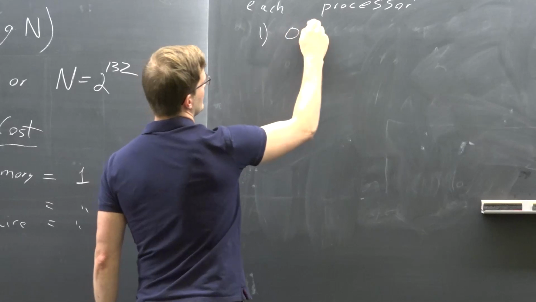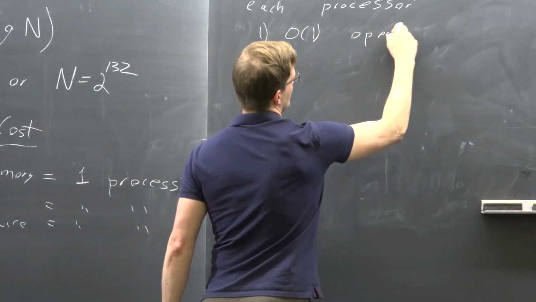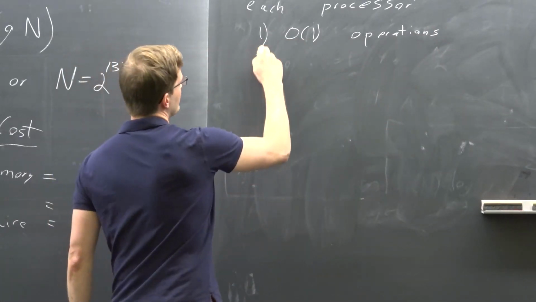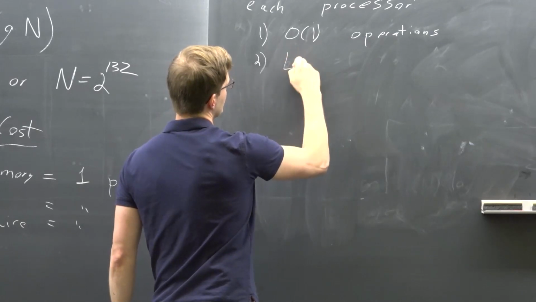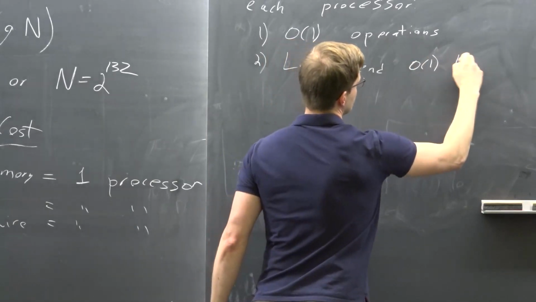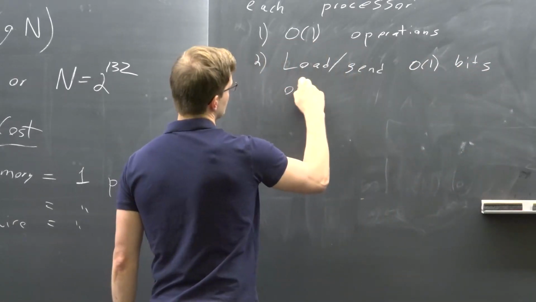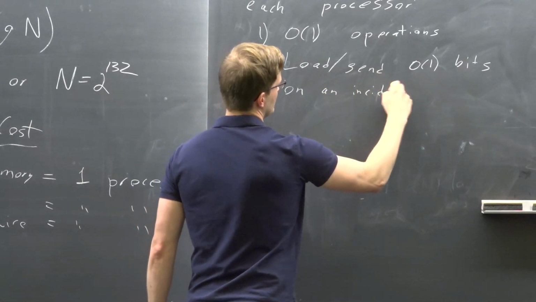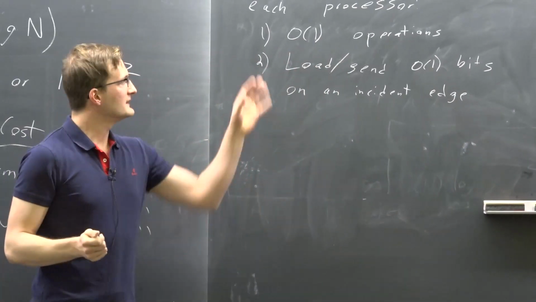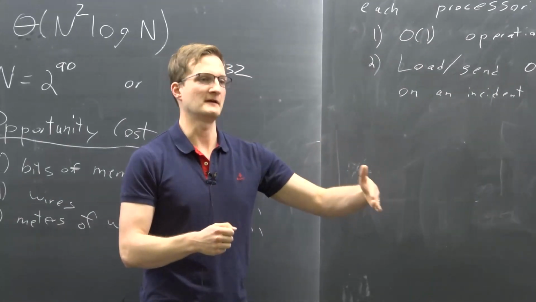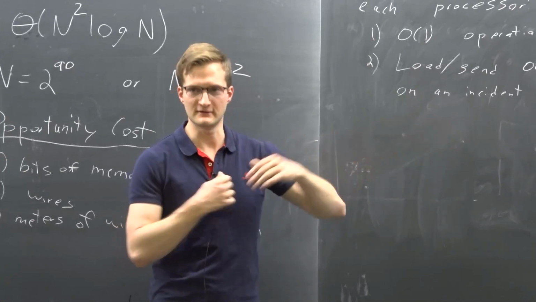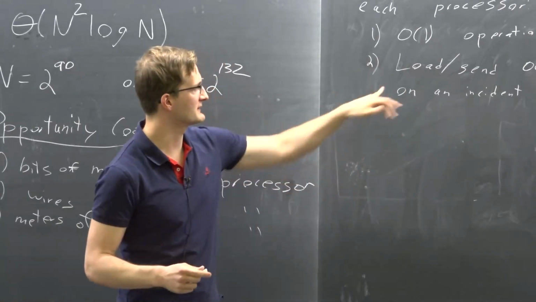And what can it do? Let's just say, one sort of operations. So pick your favorite instruction set. It can do a constant number of operations. And I'll say load or send 1 bits on an incident edge. So what I'm imagining is that the processor in each one of these time steps can put some number of bits on the edge, and then in the next time step, wherever that edge goes to, can then read that data off of the wire. And if it doesn't read it, it's deleted so that the other processor can keep sending data.